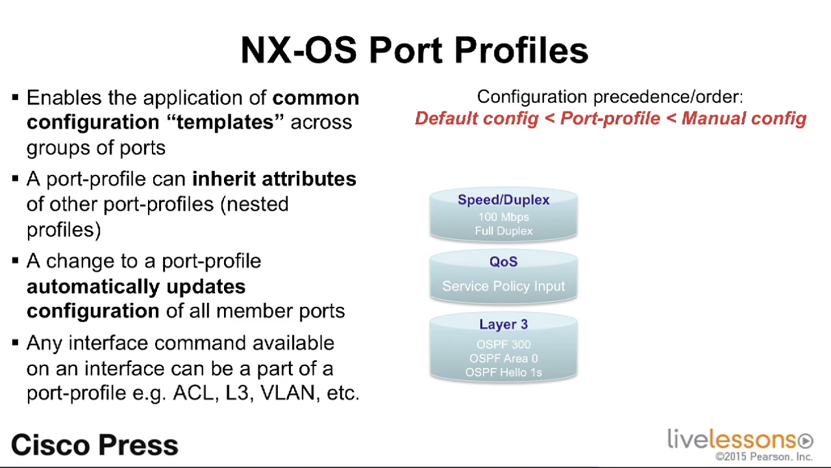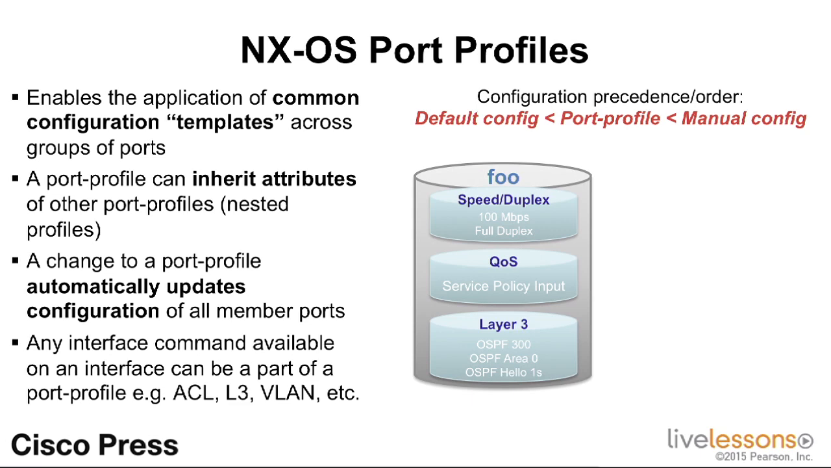So if I had a port profile that set the speed duplex to 100 full, and I applied that port profile to an interface, and then I set that interface manually in the manual configuration of that interface to be speed 100 half, as an example, that manual configuration of the interface would override what the port profile was inheriting.